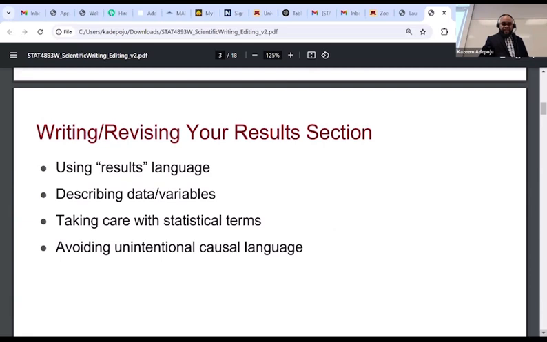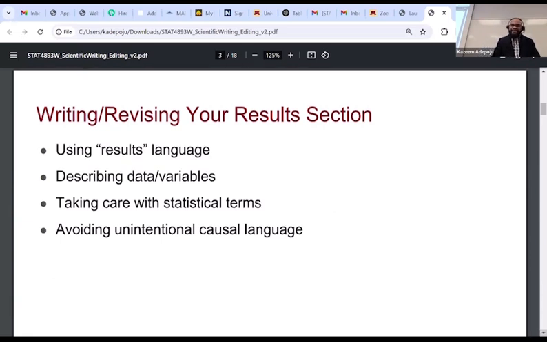Now the next thing I want to talk about is writing and revising your results section. Because we know that you're actually going to use language in order to do this. We have two different kinds of language that can be used: a result language and a process language. I'm going to say that again. We have a result language. We have a process language.